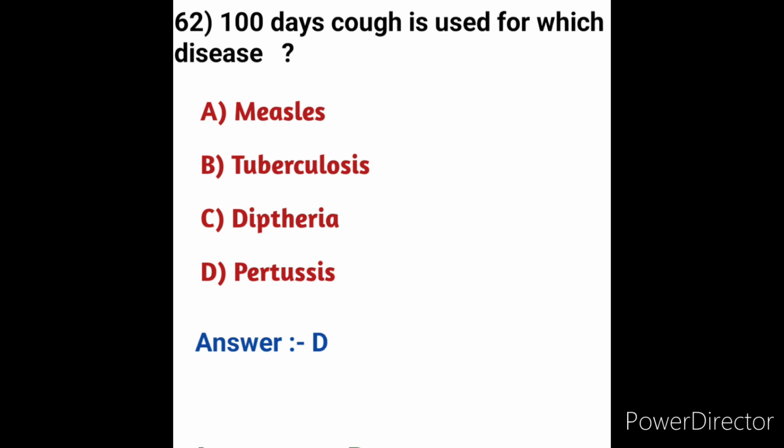What is the medical treatment for the 100 days cough, pertussis or whooping cough? Actually, erythromycin is the medical management for whooping cough or pertussis. The full course of erythromycin is 14 days. A short course of erythromycin is 7 days. So pertussis is the correct answer.